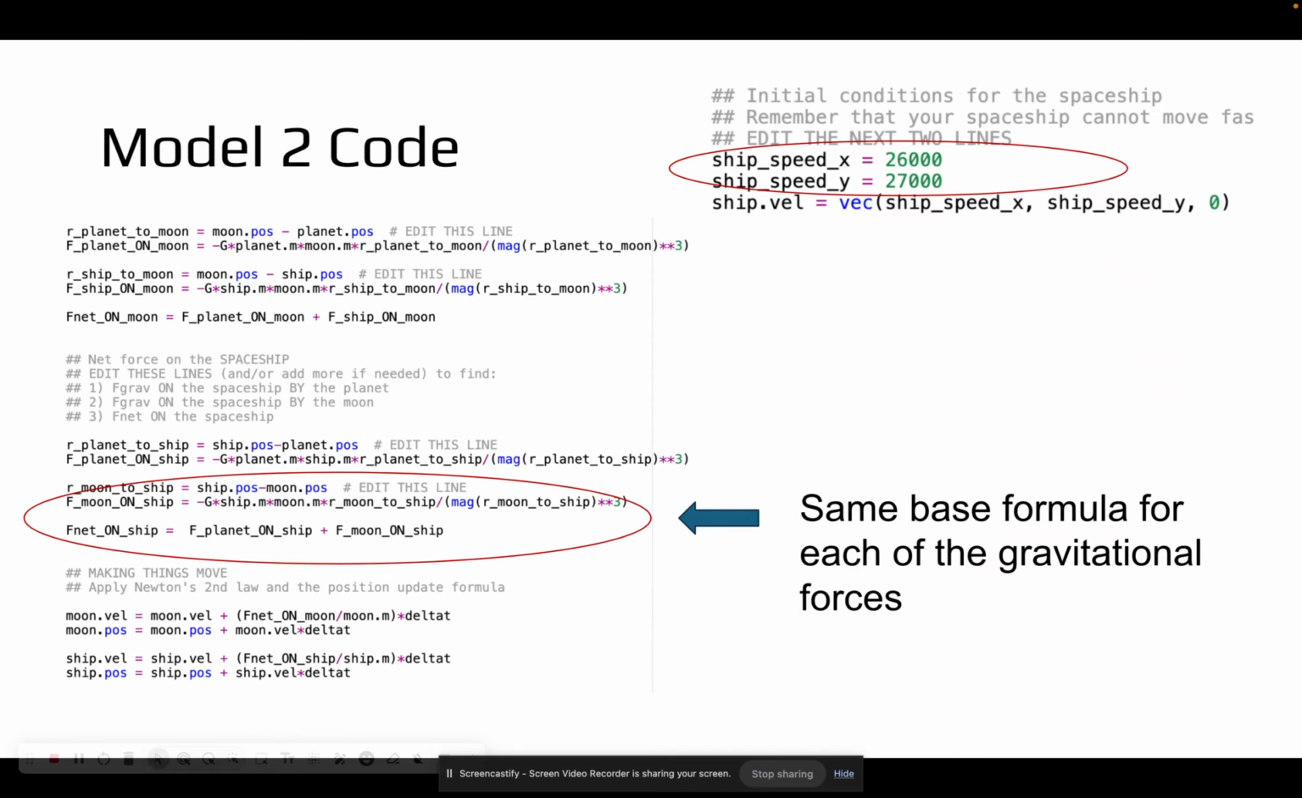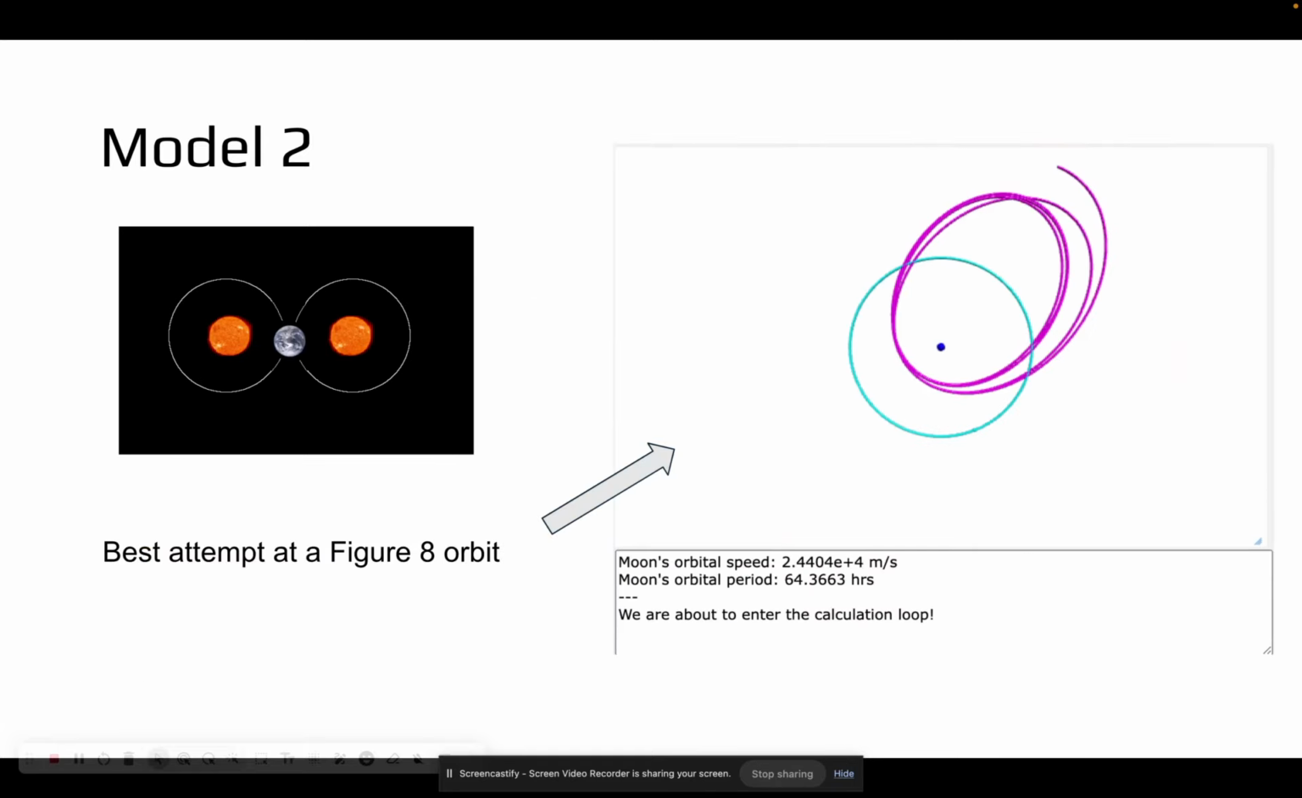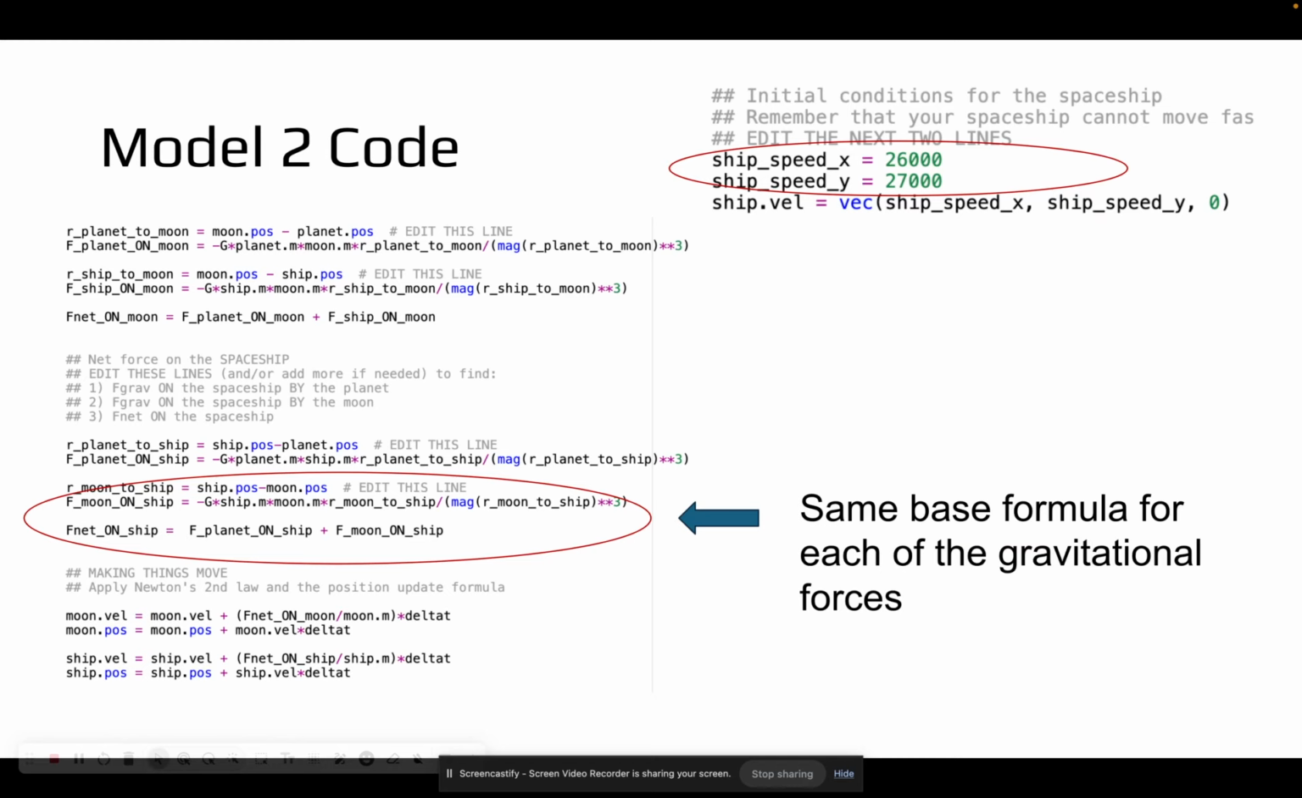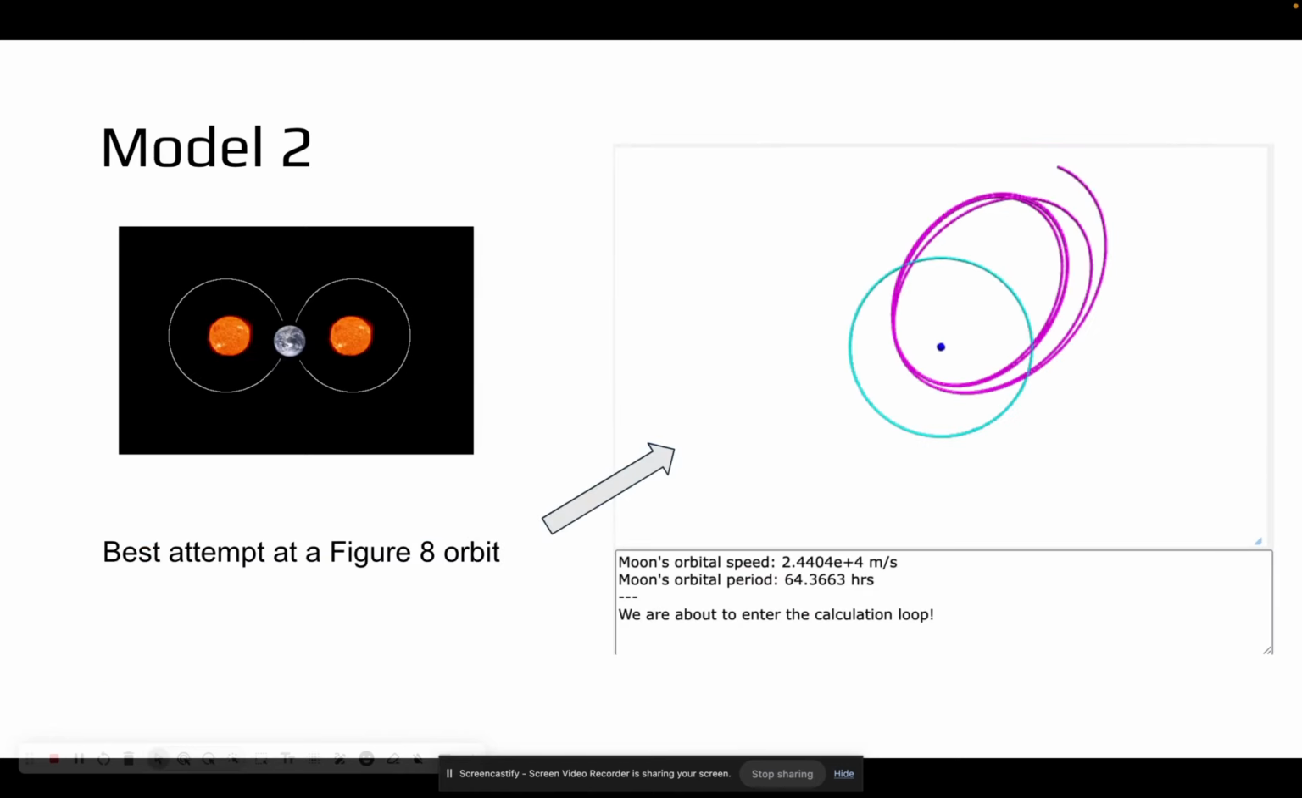And then we calculate the total net force on the moon and the total net force on the ship. And then experimentally we determine an initial velocity, both in the x and y direction, that allows us to attempt a figure-8 orbit. So this is my attempt at a figure-8 orbit. We started out with an initial x speed of 26,000 and a y speed of 27,000, which gave us this. Any other numbers, if I dragged it lower or made it higher, would cause the ship to crash into the moon.